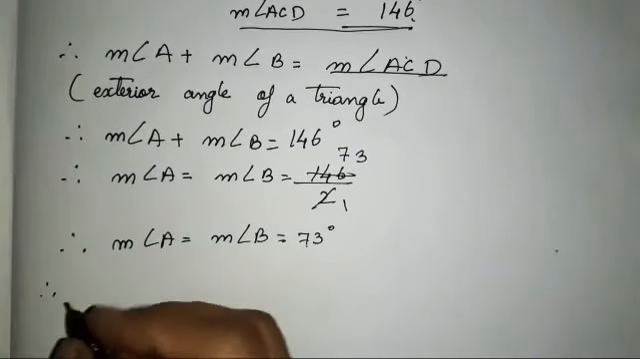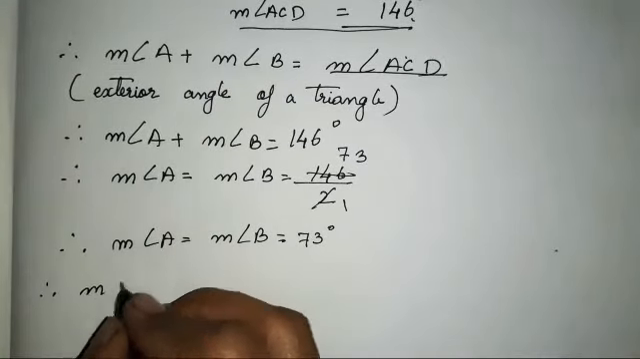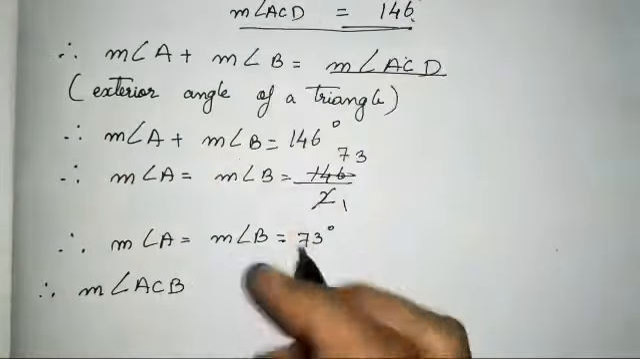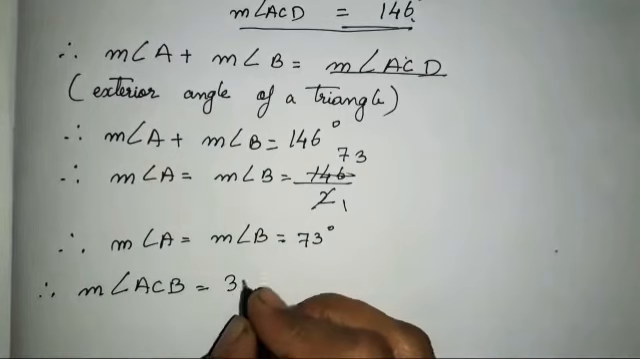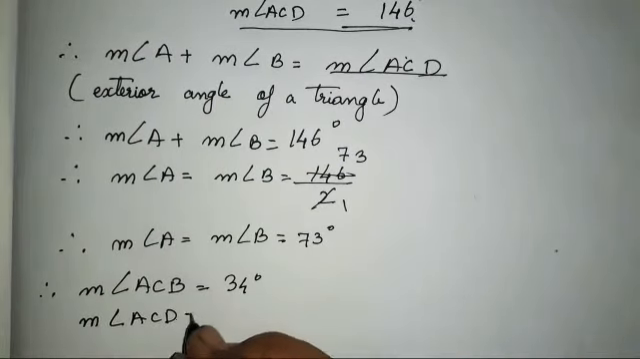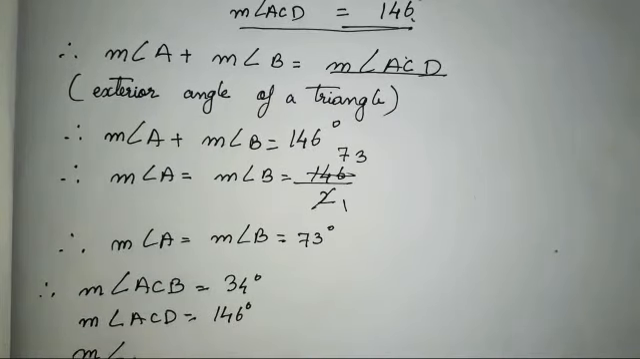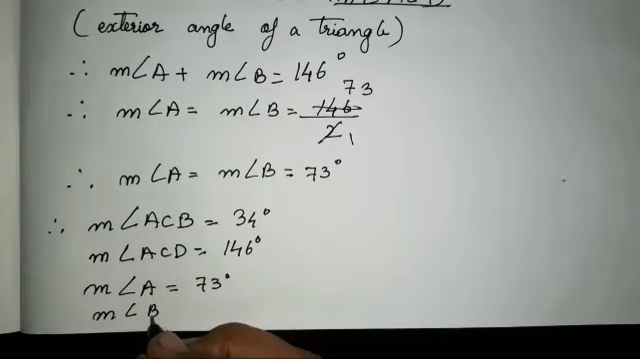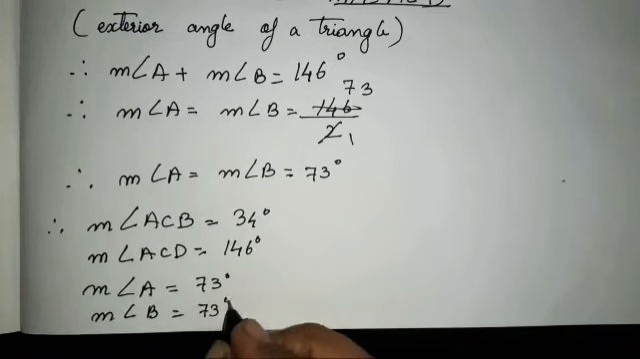Now write down all the angles that we have found. Measure of angle ACB, over here we have found ACB is supposed to be 34 degrees. Measure of angle ACD is supposed to be 146 degrees. Measure of angle A is supposed to be 73 degrees. And measure of angle B is supposed to be 73 degrees.